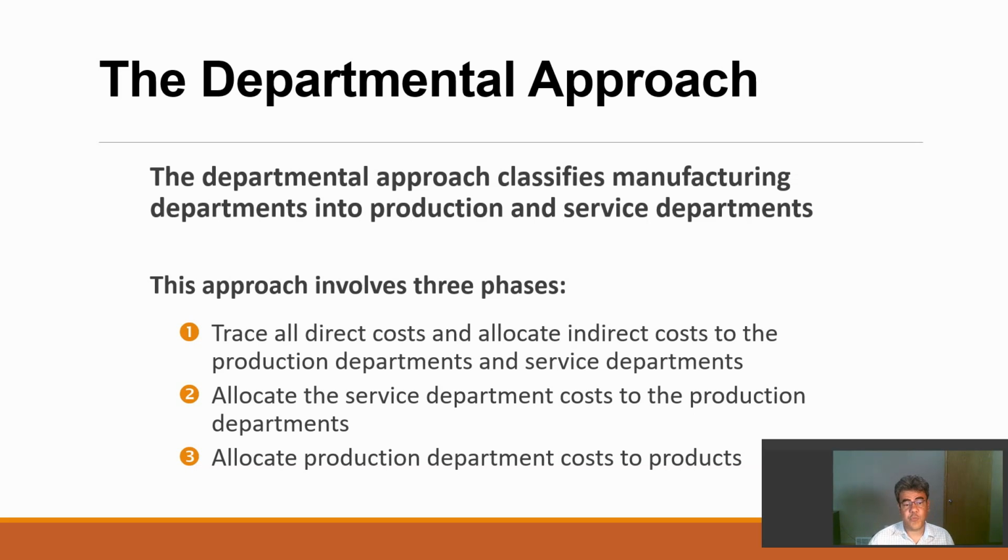Number one, trace all direct costs and allocate indirect costs to the production departments and service departments. And this number one is the same for the three methods. Two, allocate the service department cost to the production department. This is the difference among the methods. And then allocate production department cost to products. That is the same as any other job costing, or even process costing.